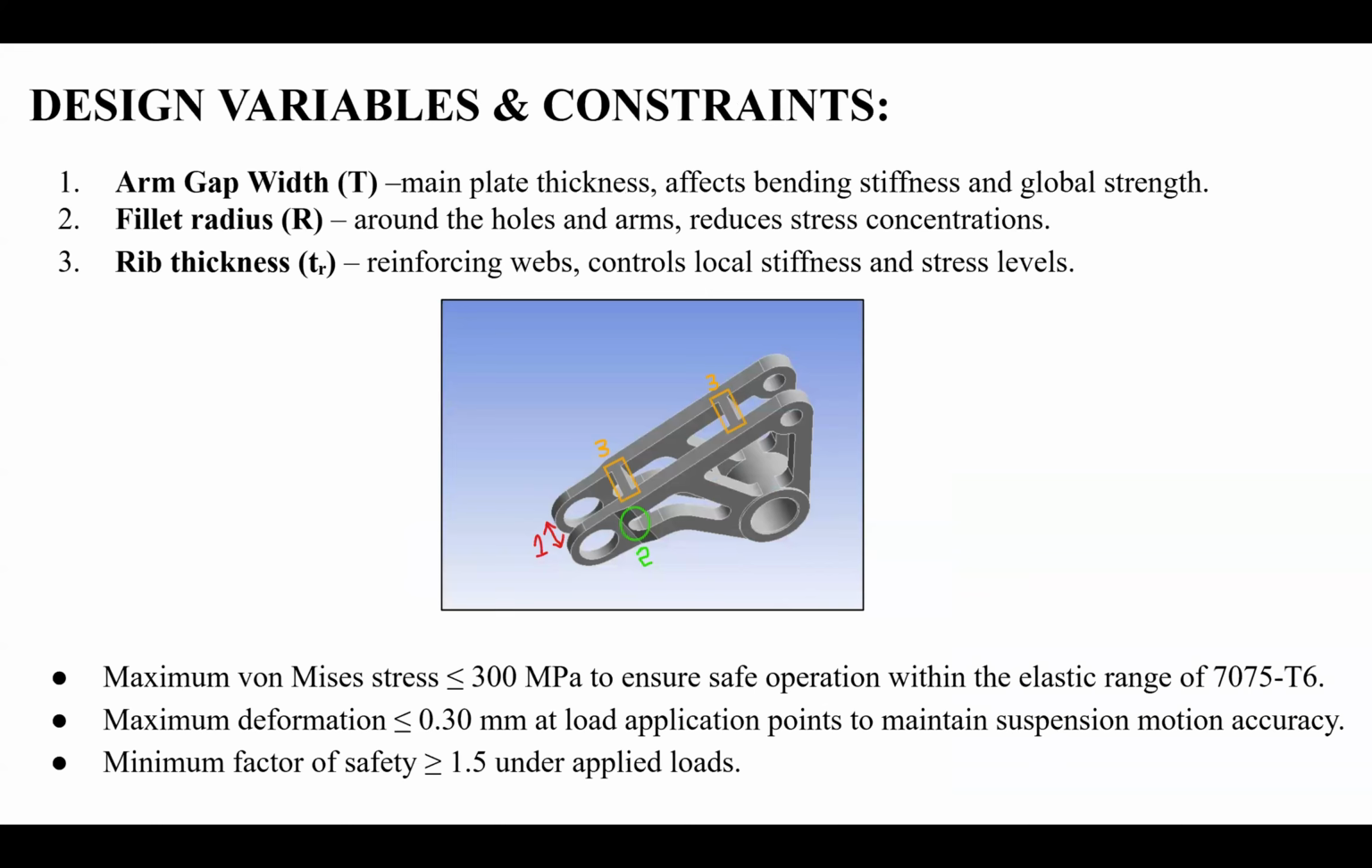Design variables include arm gap width, which is marked as 1, fillet radius close to the loading area, marked as 2, and rib thickness, which connects the arm, marked as 3. We have 4 ribs. The design constraints are to maintain maximum stress less than 300 megapascal and reduce deformation to less than or equal to 0.3 mm while maintaining a factor of safety greater than or equal to 1.5.